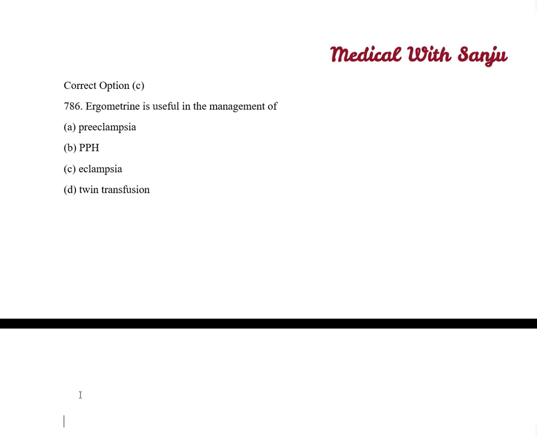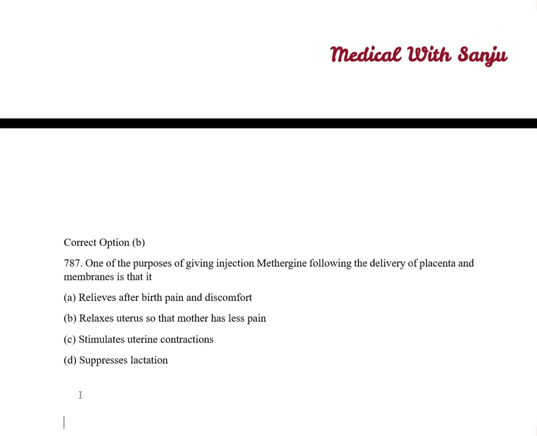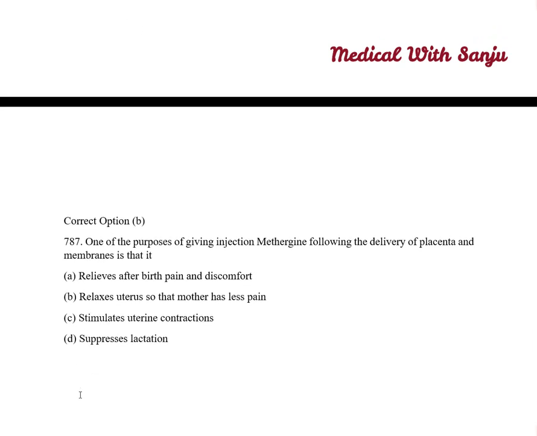Ergometrine is also used in the management of PPH. Option B is the right answer. Question number 787. One of the purposes of giving injection methergine following the delivery of placenta and membranes is to: Option A, relieve after-birth pain and discomfort. Option B, relax the uterus so that the mother has less pain. Option C, stimulate uterine contraction. Option D, suppress lactation.